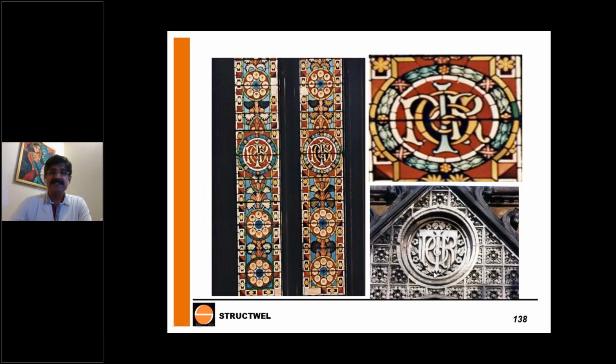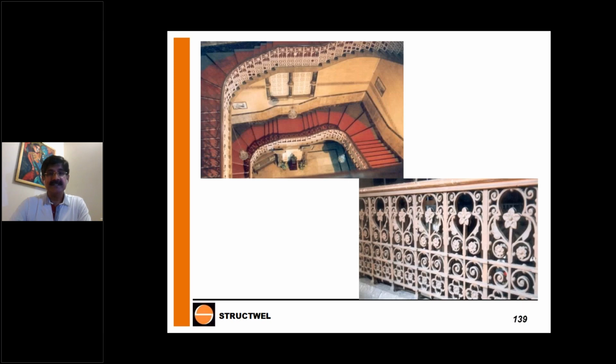Can you see this? This is an emblem of GIPR, Great Indian Peninsula Railway, and typically in those days they used to do it in different materials. So you see it in cast iron, you see it in stained glass, you see it in wood, you see it in stone. The same emblem they would do in different materials.